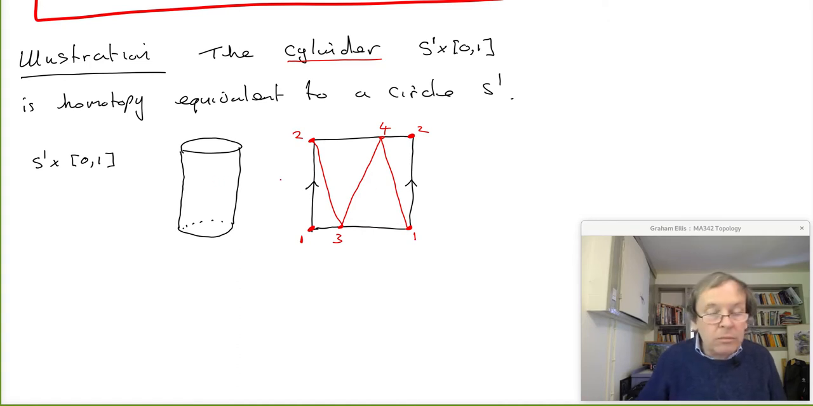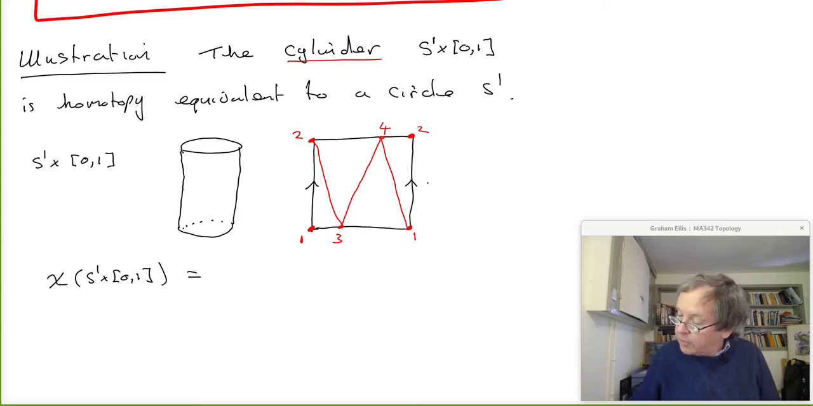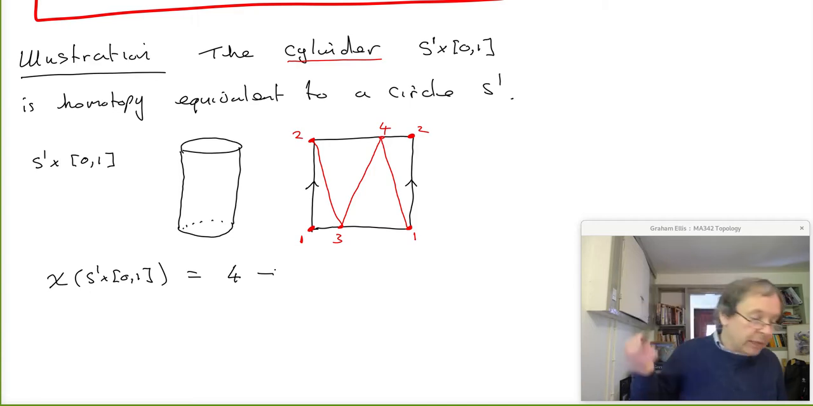We did some examples like that. So let's work out then the Euler characteristic. So the Euler characteristic of the cylinder is the number of vertices. So wakey wakey, how many vertices are there in my triangulation? Can wake everybody up in the chat. How many vertices in the triangulation? Four. Minus the number of edges. How many edges are there in the triangulation, red and black? How many edges?